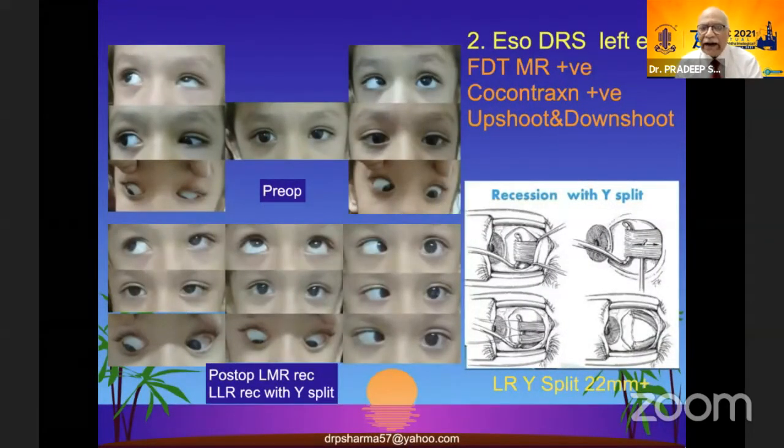Now this case shows you that if there is a co-contraction, then you can see there is a marked upshoot and downshoot, meaning that significant co-contraction is there. So such a case should always be in the first surgery itself added with a LR Y-split, and the split has to be at least 22 millimeters between the two arms of the lateral rectus split.